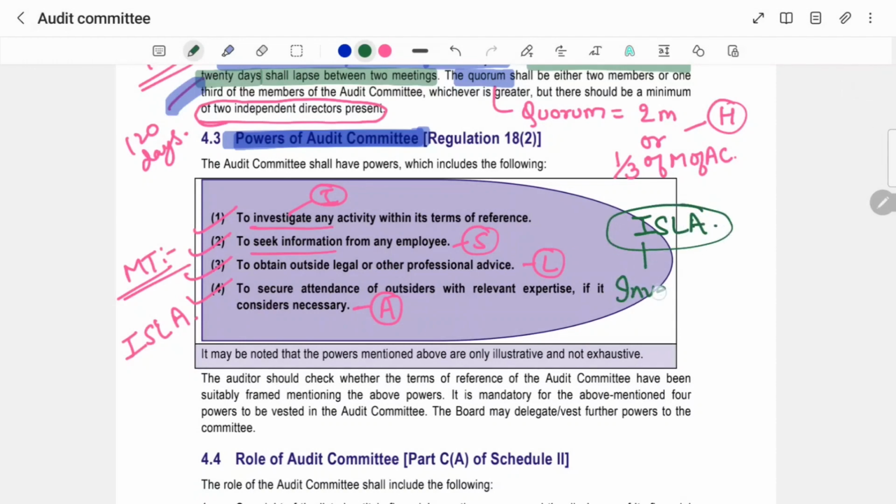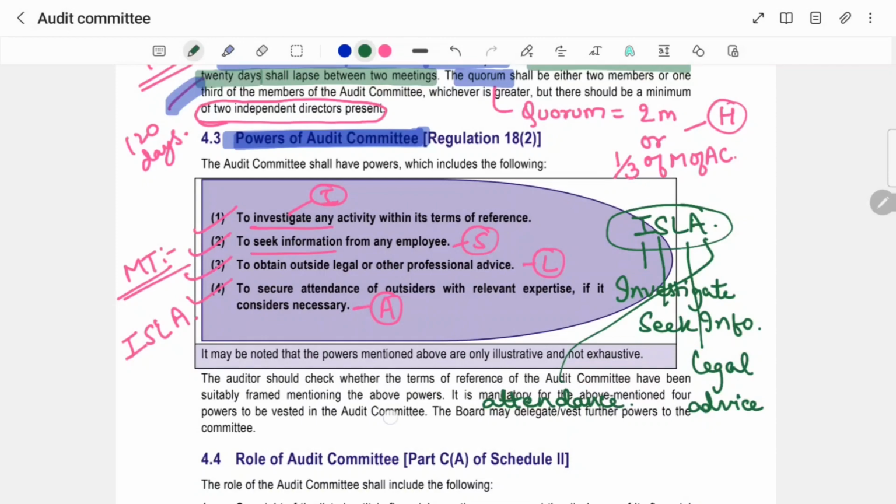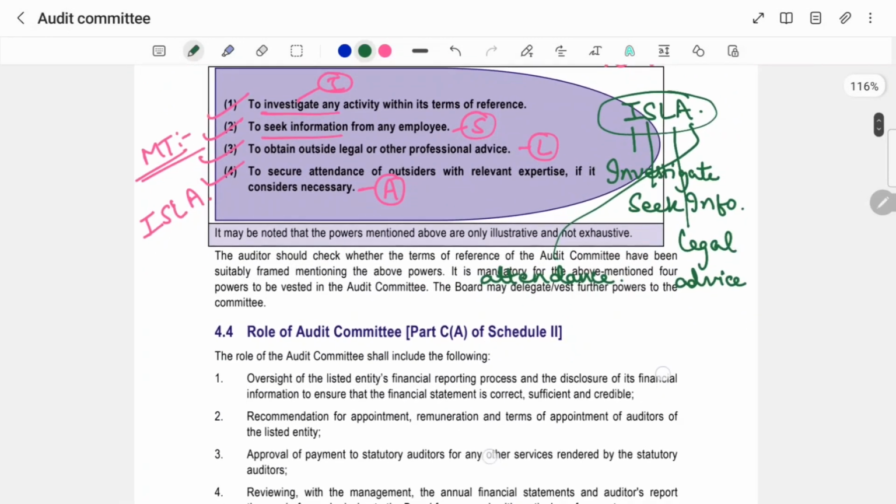From I it is investigate, from S it is seek information, from L it is legal advice, from A it is attendance. So all the 4 points are recalled easily.